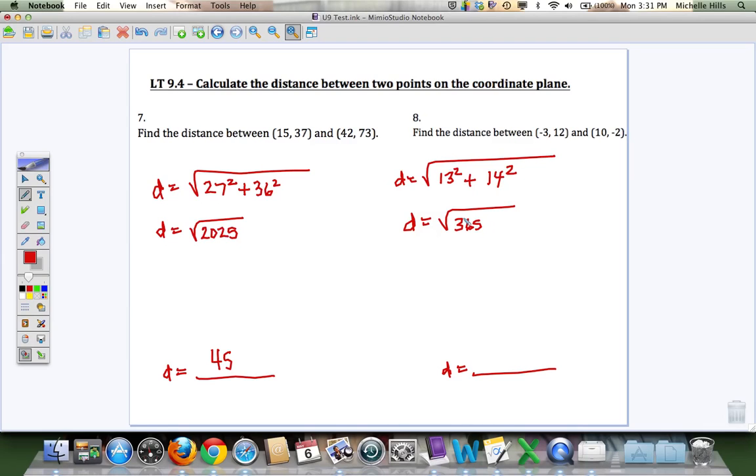And if you look at 365 for just a little bit, you start to realize that there is no perfect square other than 1 that's a factor of that. 365 is divisible by 5, but it'd be 5 times 73. 5 is not a perfect square, 73 is not a perfect square, and 73 is prime, so there's no way to break that down anymore. So it ends up just being the square root of 365 for my final answer.